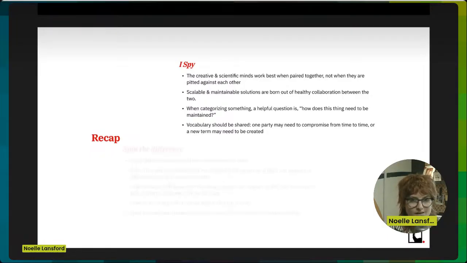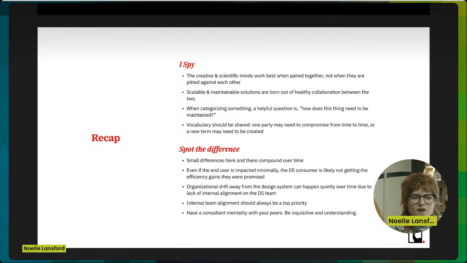From Spot the Differences, we noticed that small differences here and there compound magnificently over time. Even if the end user is impacted minimally, the design system consumer is likely not getting the efficiency gains that they were promised. Organizational drift away from the design system can happen quietly over time due to lack of internal alignment on the design system team. So, really make sure to prioritize your design system team alignment first. And have a consultant mentality with your peers. Be inquisitive and understanding.